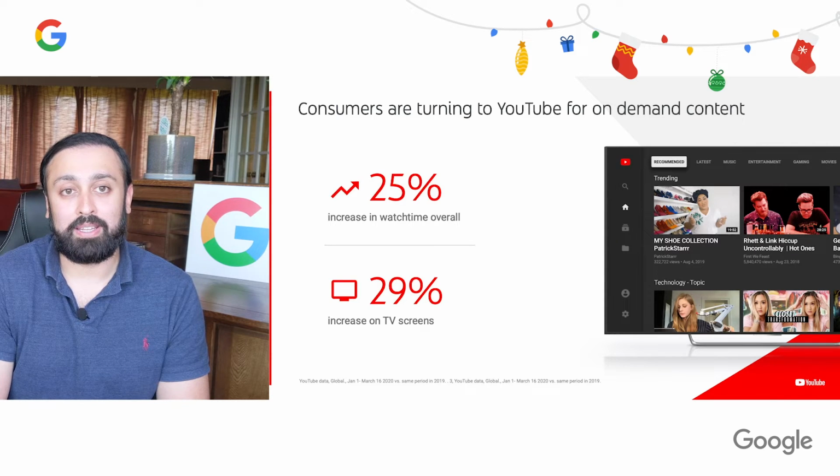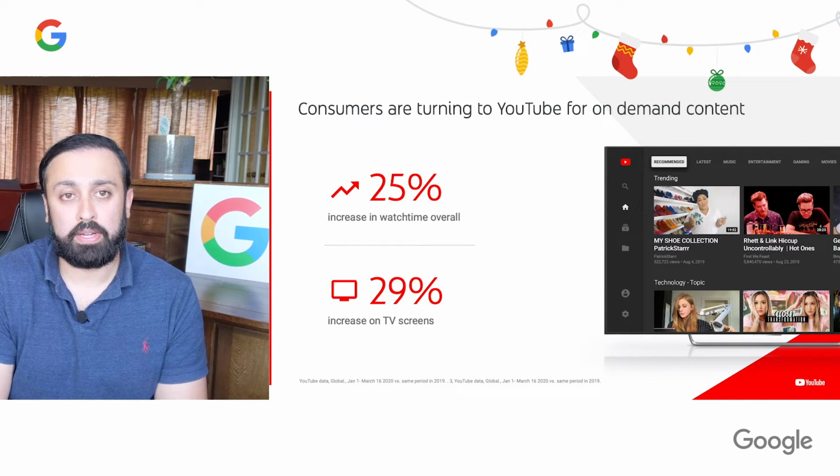We saw that even on TV screens, it increased more and more because people are staying at home. In many cases, people have smart TVs where they can watch YouTube on their TV screen. So that was very interesting for us to see. It is a sign that people are staying at home, but also trying to get more information and watch more video online than they did before the whole pandemic.